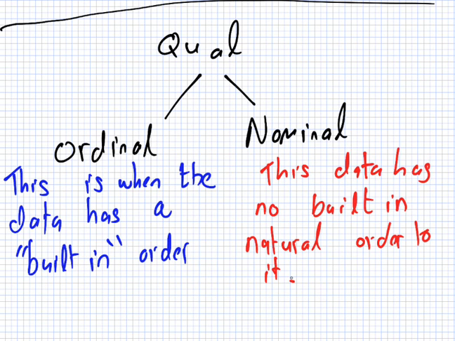So let's have a look at the second one there. Ordinal or nominal. So first one, the names of the Irish rugby team, the players. Nominal. Nominal.